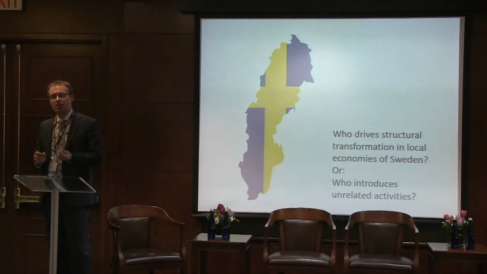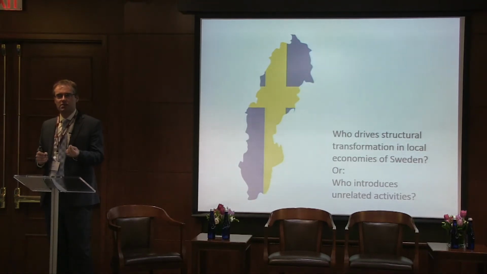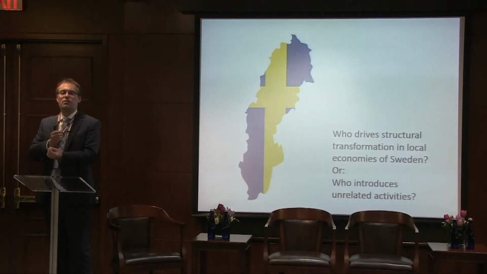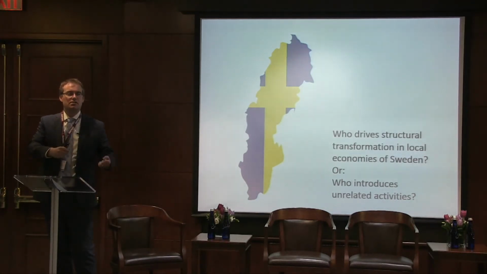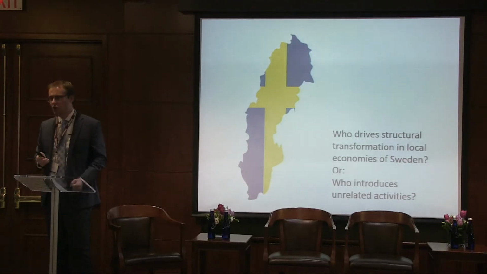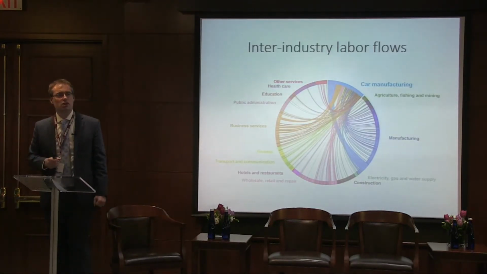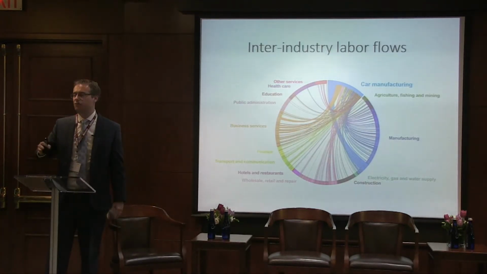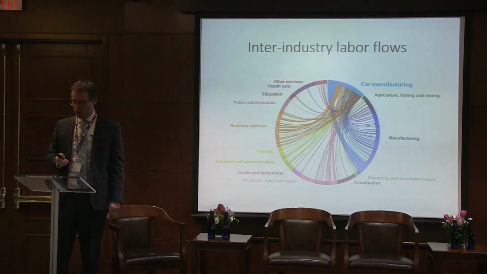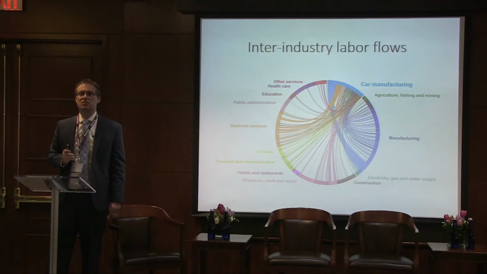So we asked, when new establishments are created, are they very related to what is already there? Or are they very unrelated? Because if they're very unrelated, they will change the economy much more than if they're very related. So the first challenge is that we need to know what is related. And for this we use, again, this labor flow network that I showed you before, but we actually depict it in a slightly different way.